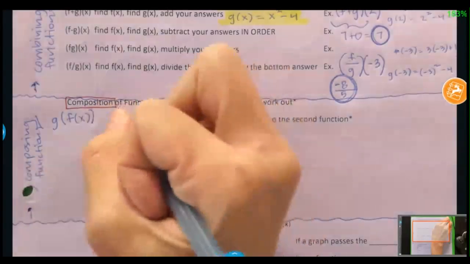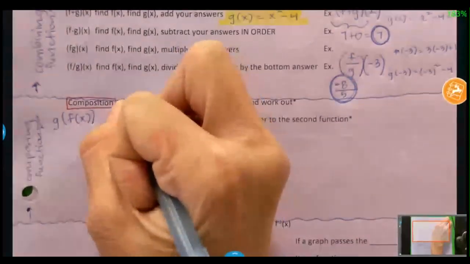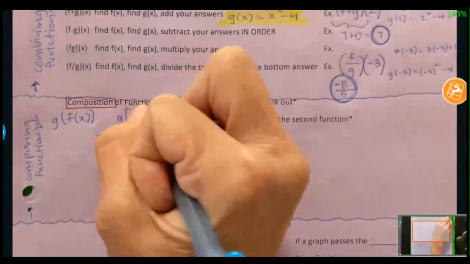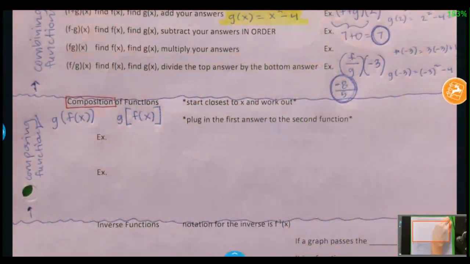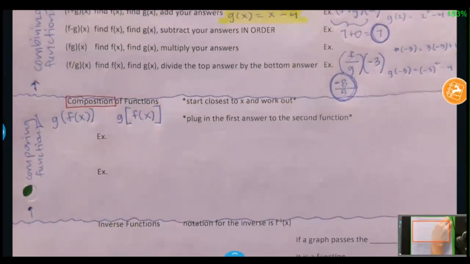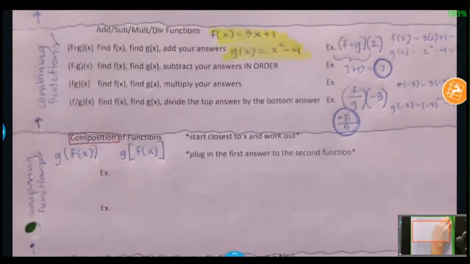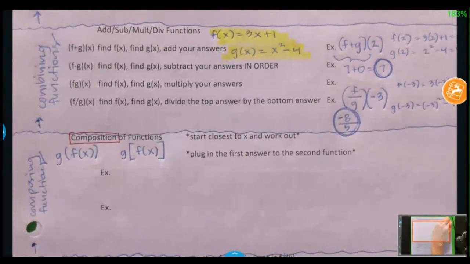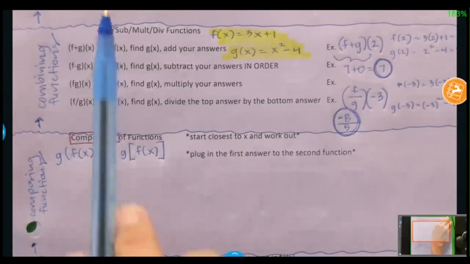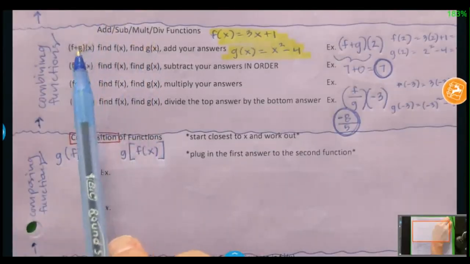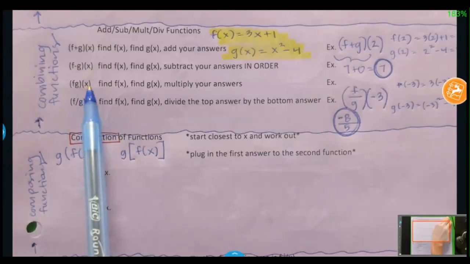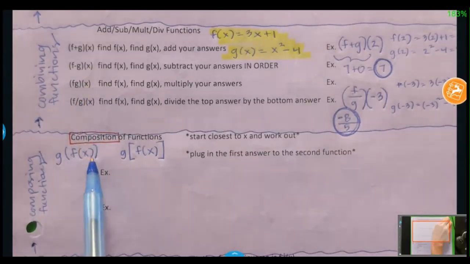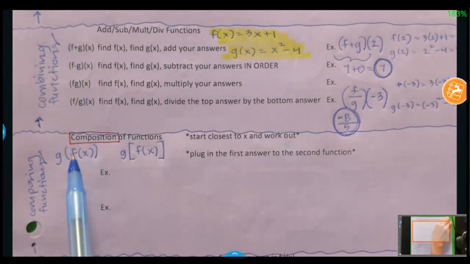Another way you can write it is just to use a bracket. So G bracket and then F parentheses X. It's important that you can look at a problem and tell whether or not it's a combining or a composition. It's not hard though. If it is a combining, it has to have an addition, a subtraction, a division. Now this is where things get tricky right here, is if it's a multiplication versus a composition. I'm going to tell you how you can indicate that.